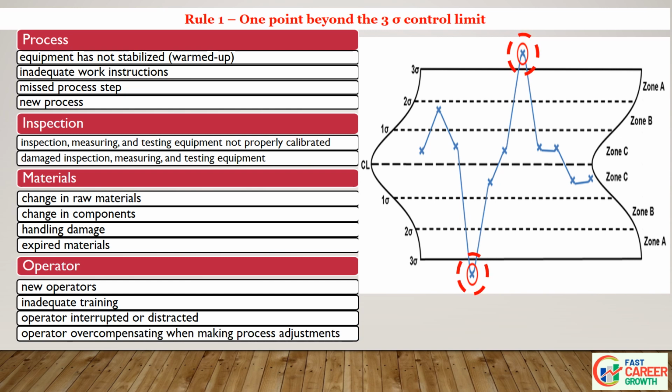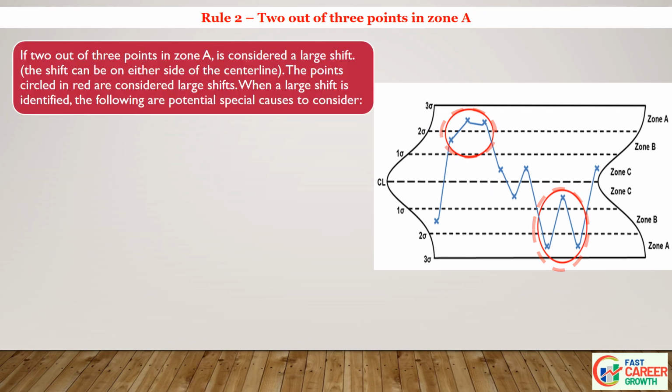Rule 2. If 2 out of 3 points in Zone A, it is considered a large shift. The shift can be on either side of the center line. The points circled in red are considered large shifts.